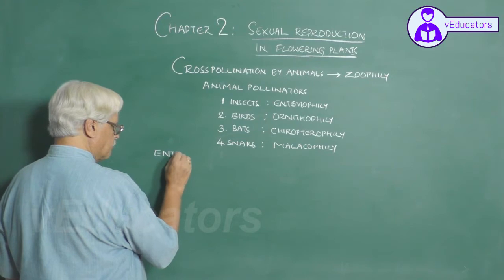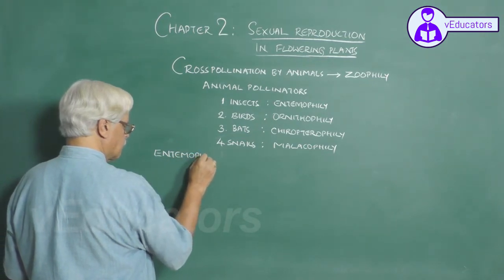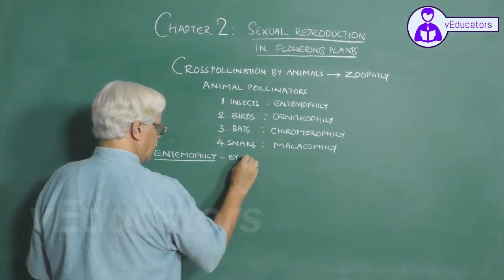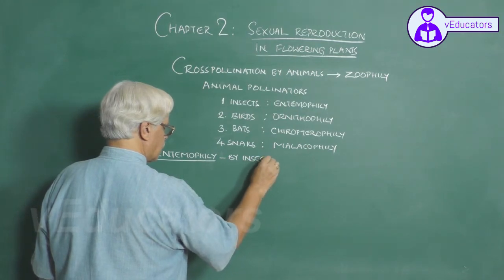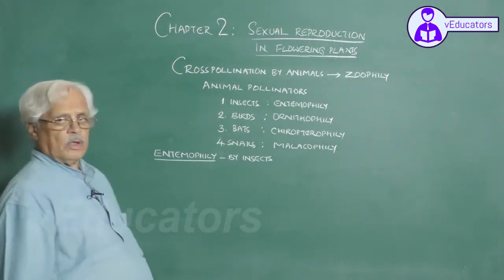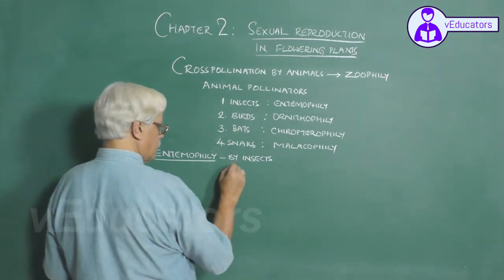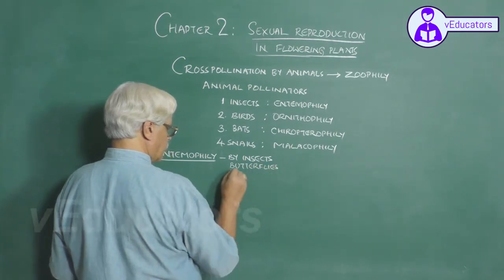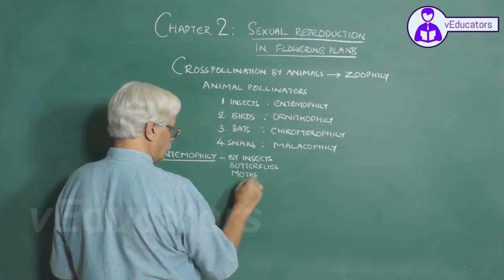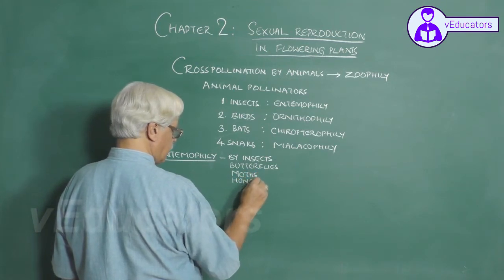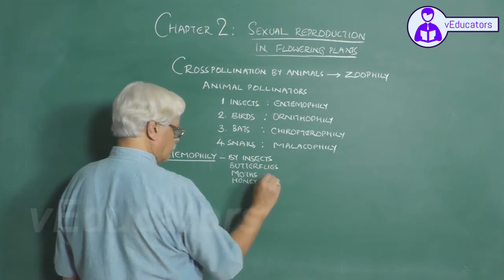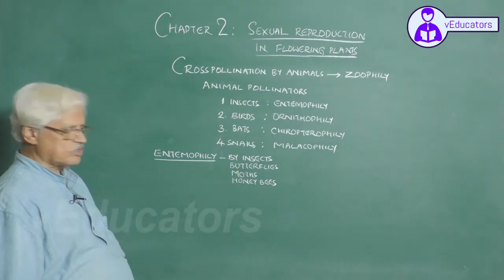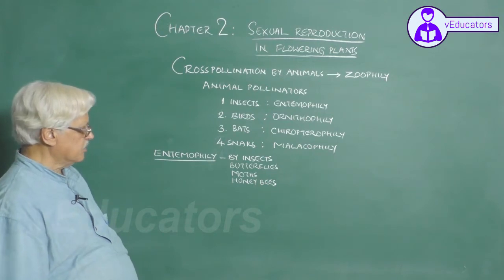In entomophily, entomophily is cross pollination by insects. Insects like butterflies, moths and honeybees. Most familiar examples of insect pollinators: butterflies, moths, honeybees, many others.